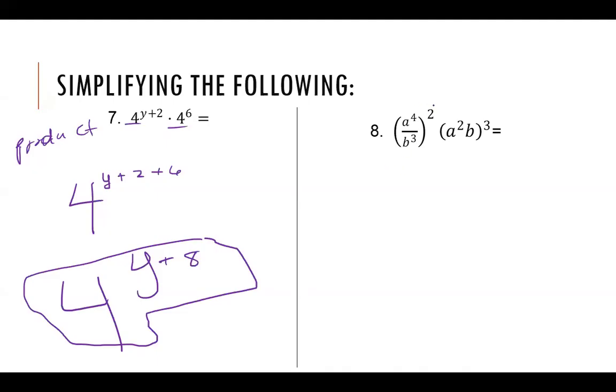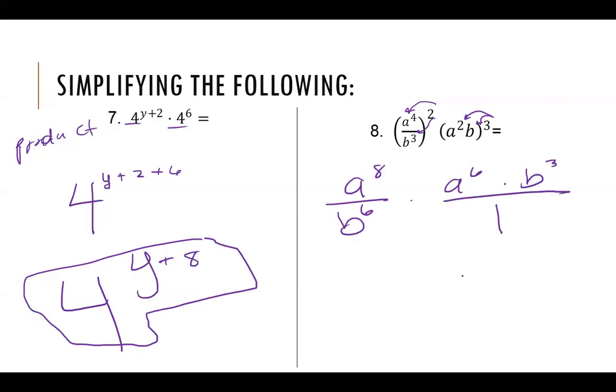So the first thing you should have done was power of quotient. Power of quotient would have left you with A to the 8 over B to the 6. Next, you would have had power of product. Power of product would have left you with A to the 6 times B to the 3rd. Remember, anything can become a fraction.